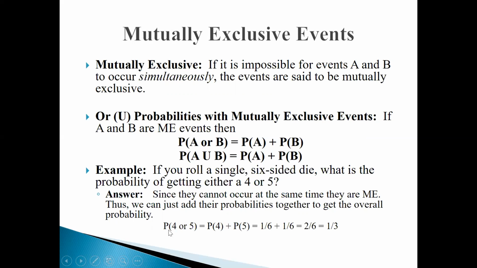So what we have is probability of 4 or 5 equals probability of 4 plus the probability of 5, and that's equal to 1/6 plus 1/6, which is 2/6, and we can reduce that to 1/3. And again, as a decimal, that's not very nice, and we won't have an exact probability if we do any rounding, so we'll just say it's 1/3.